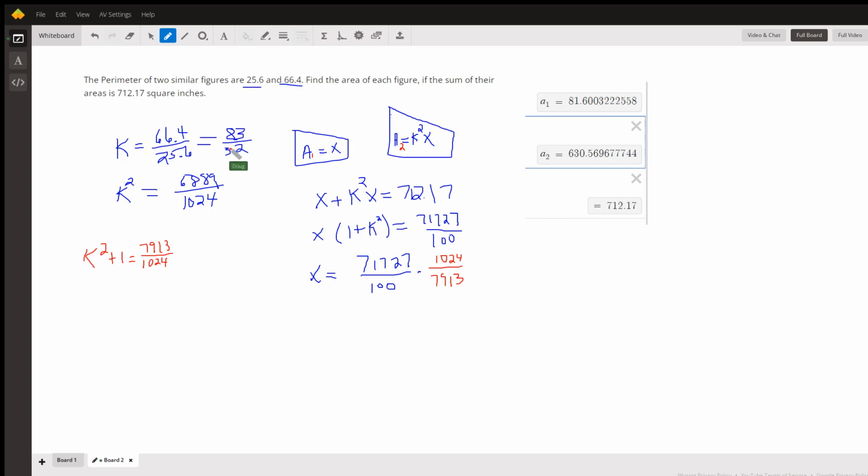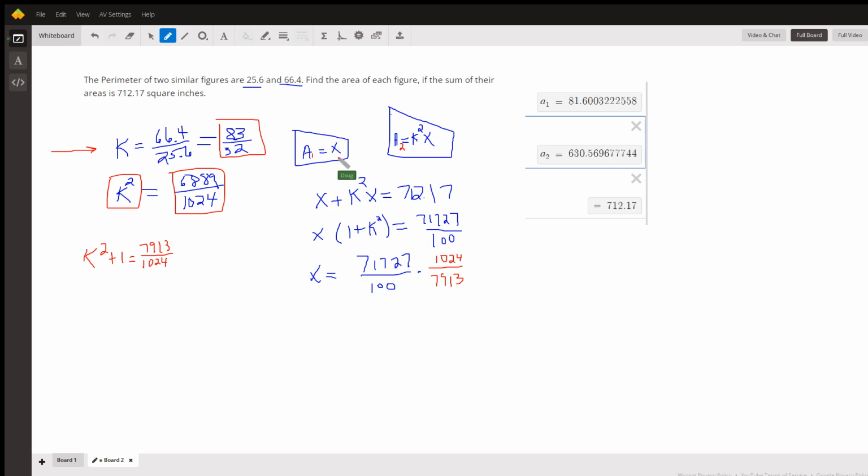Okay, so let's go to your problem. Let's say I have these two figures that are similar. I just kind of drew something that looked like trapezoids. But the constant of proportionality is, in this case, 66.4 divided by 25.6, which is 83/32. If you did this on a calculator, you could get a decimal for this. When we're comparing areas, we square that constant. Again, you could get a decimal approximation.